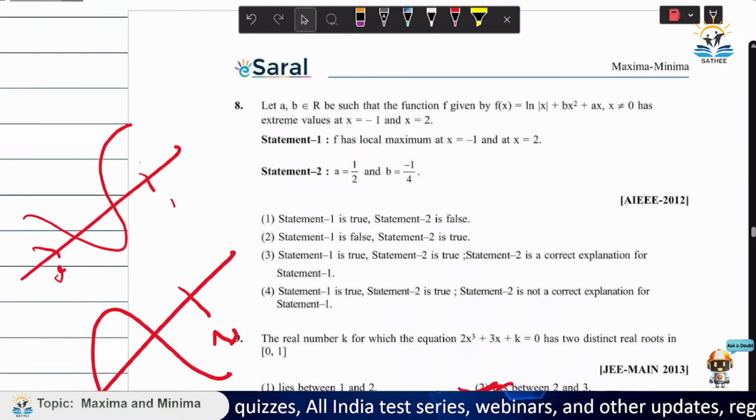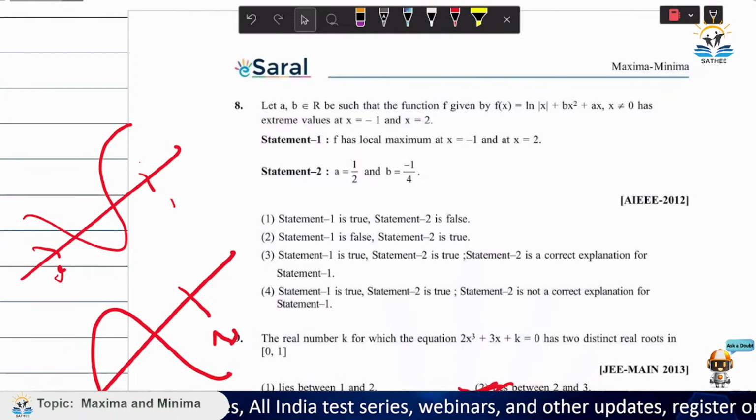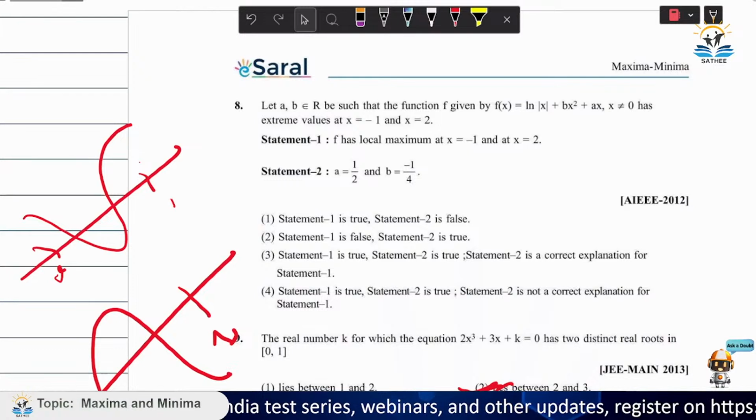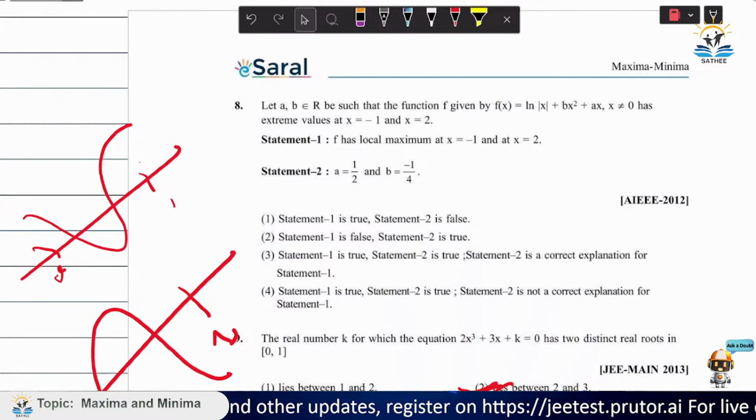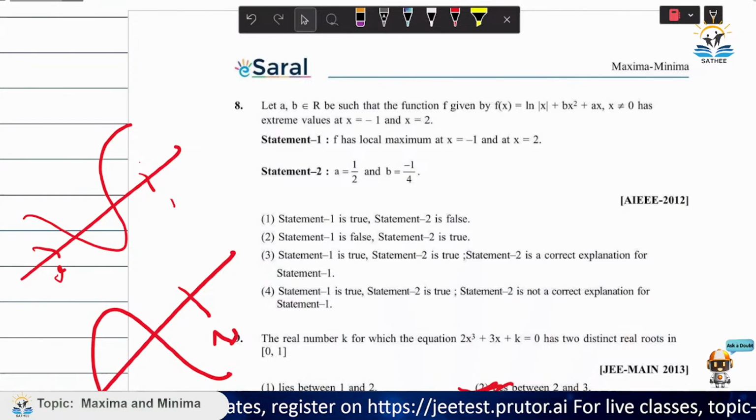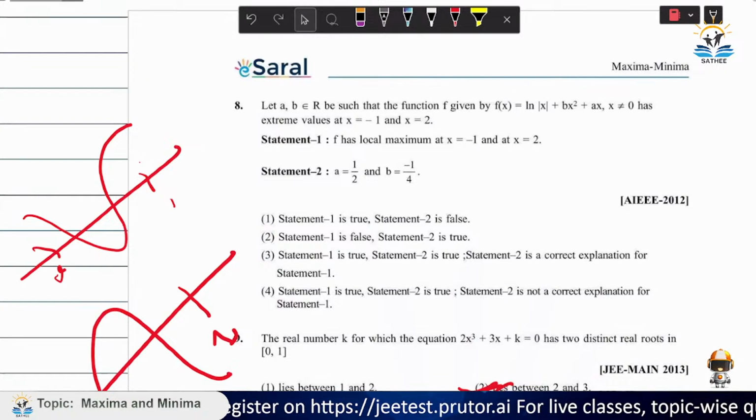So let a and b be real such that the function f given by f of x equals ln x plus bx squared plus ax, where x is not equal to 0, has extreme values at x equals -1 and x equals 2. F of x has local maximum at x equals -1 and at x equals 0. Then what is the value of a and b?